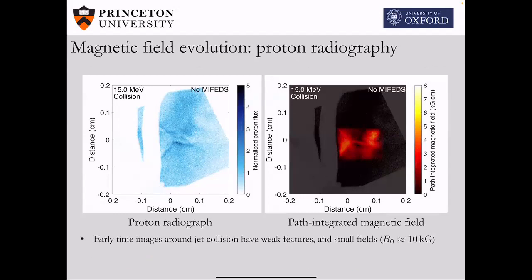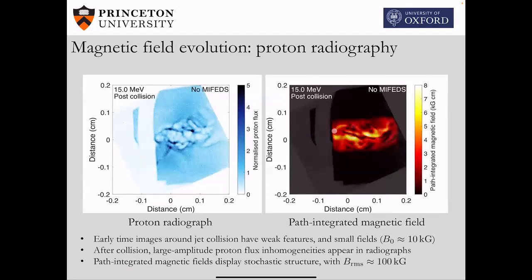Again, I'm going to start off by showing the no MIFEDs images from the angle, which in this case is side-on, directly perpendicular through the interaction region plasma. At the point of collision, the early images have very weak features in terms of flux, and the path-integrated fields associated with them are quite small. However, after collision, we then see very large amplitude inhomogeneities appearing in the radiographs, and the associated path-integrated magnetic fields have this stochastic structure with a characteristic root mean square value of about 100 kilogauss.